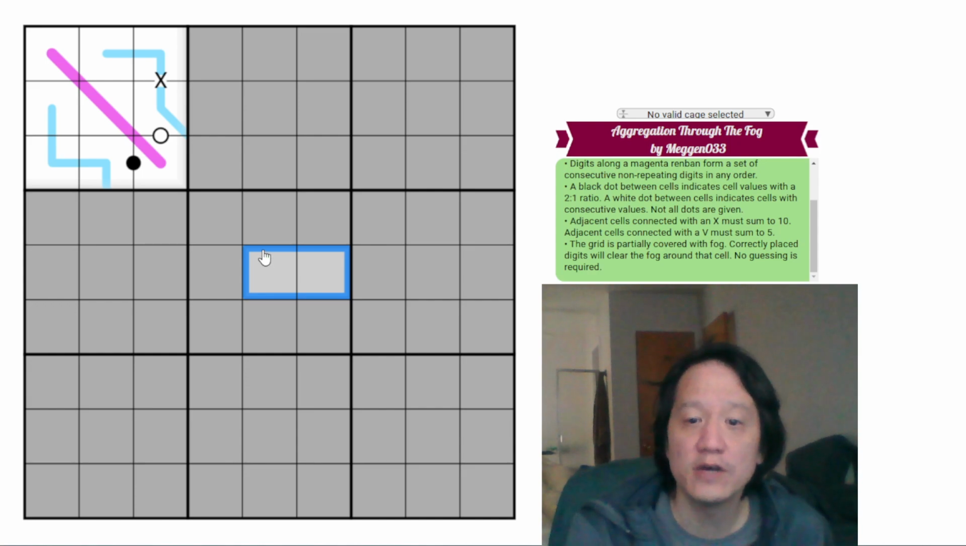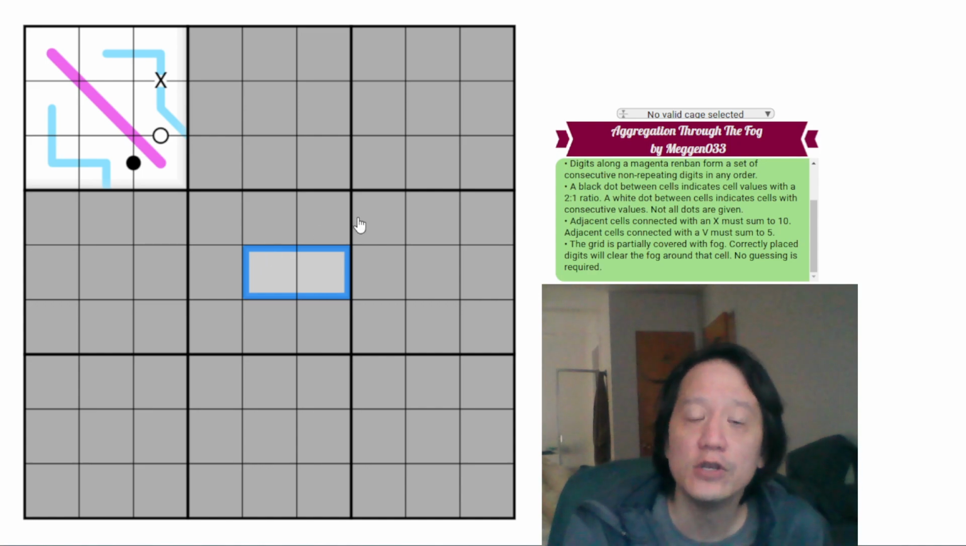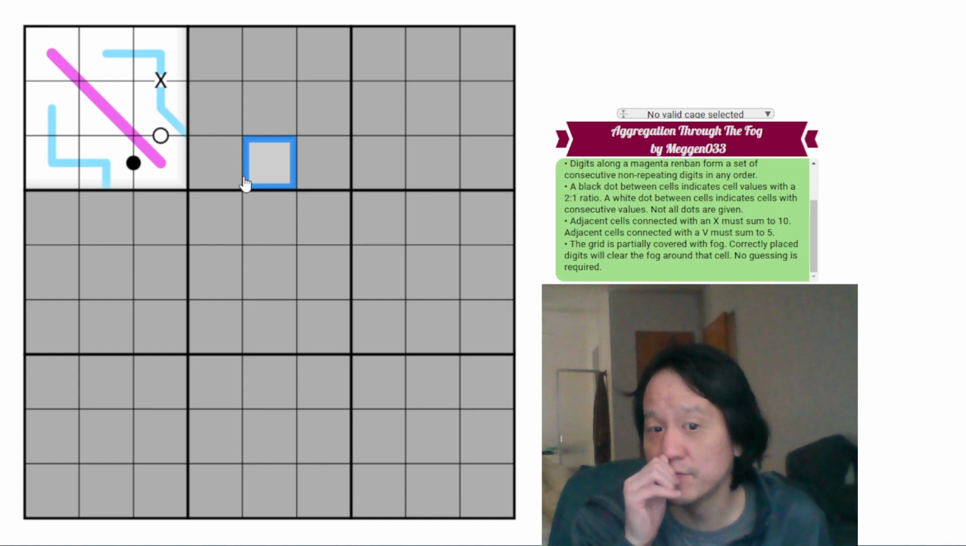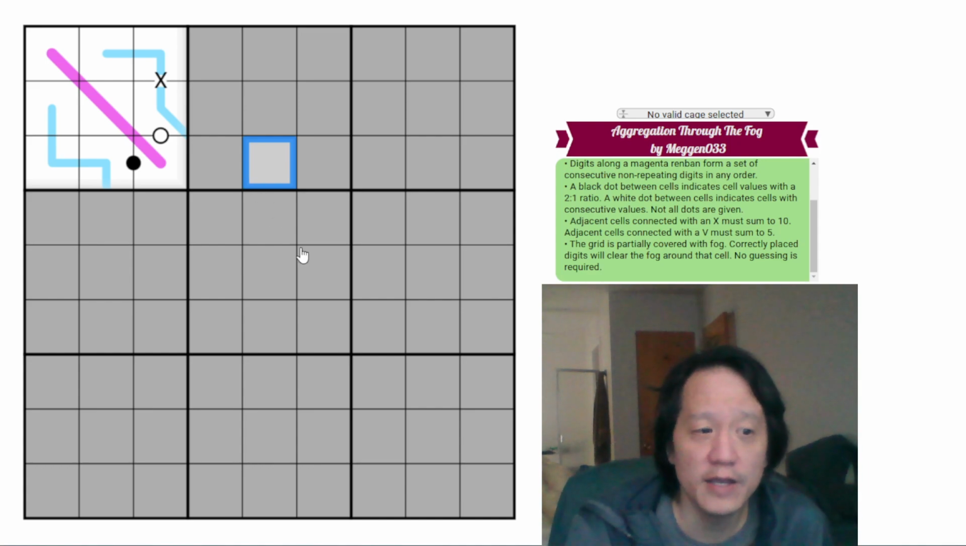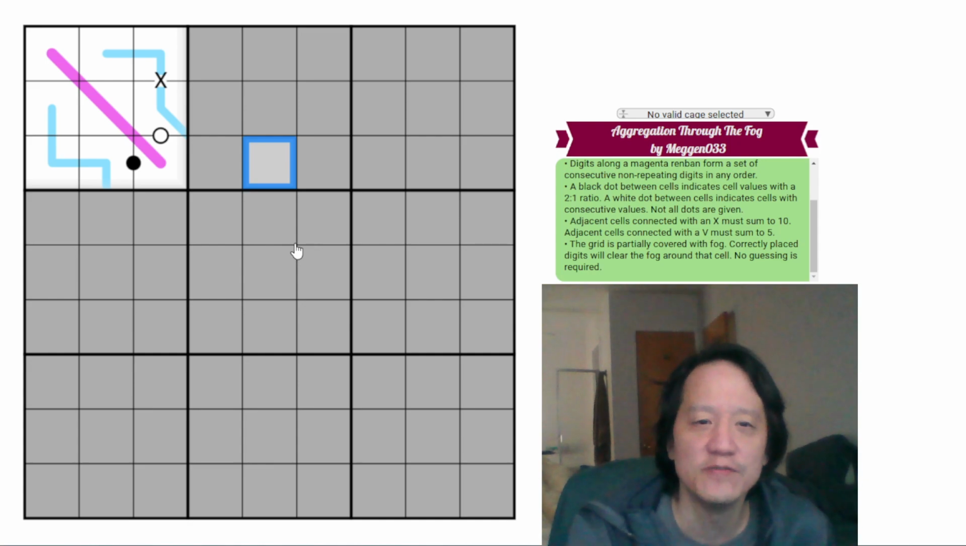The grid is partially covered with fog. Correctly placed digits will clear the fog around that cell. No guessing is required. So basically, you should be able to logic through all of this, and don't guess, because it does take kind of the fun out of these puzzles if you just guess randomly. Anyways, those are all the rules. If you'd like to play along, there's going to be a link in the description. And now I'm going to get started.